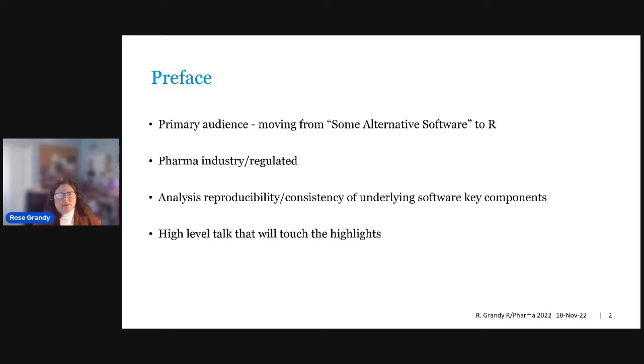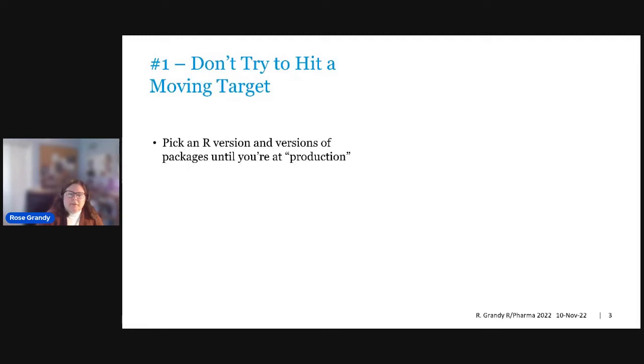This is a very short talk on a subject that I could probably talk about all day. So I'm just going to touch some highlights. So think of this as some suggested stops on the road to R. Okay, so first off, while you're in the process of moving to R, don't try to hit a moving target. So by that, I mean, pick a version of R and set versions of any packages you want to use and keep with those until some point in the future when you have a stable production environment.